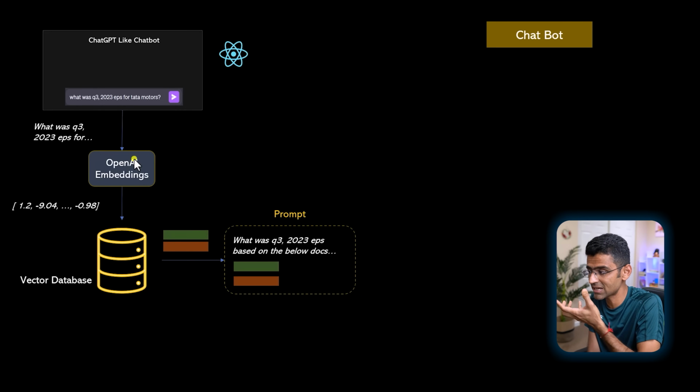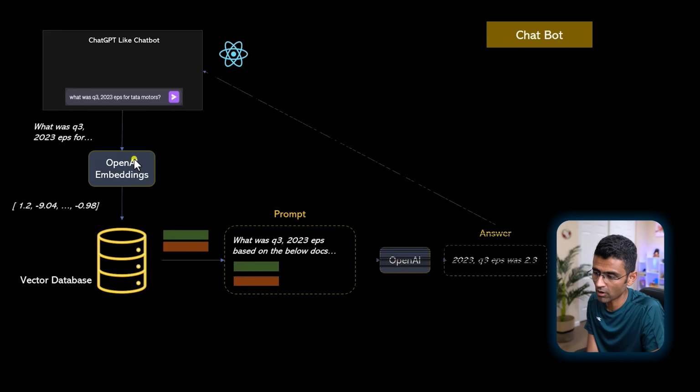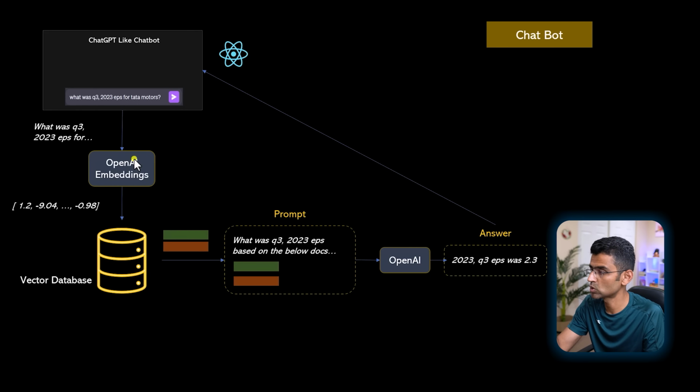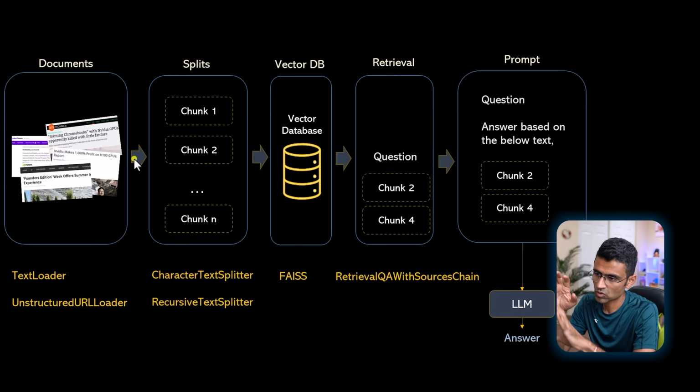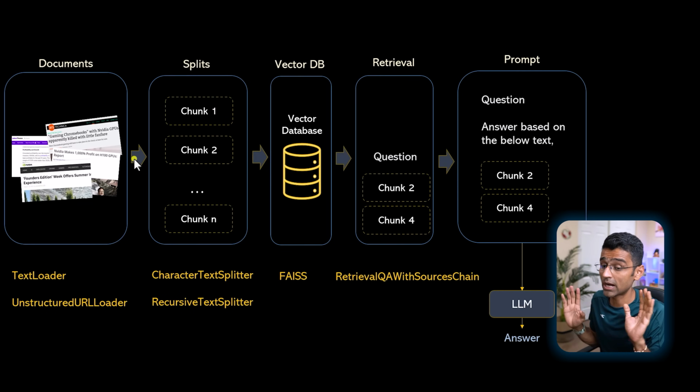So this green and orange are relevant chunks, which match the question, what was Q3 2023 EPS for Tata Motors? And then based on those chunks, you form your prompt, you give it to your LLM, and the answer you put back into your UI for the chatbot. So again, this is the overall architecture that you will be working with.